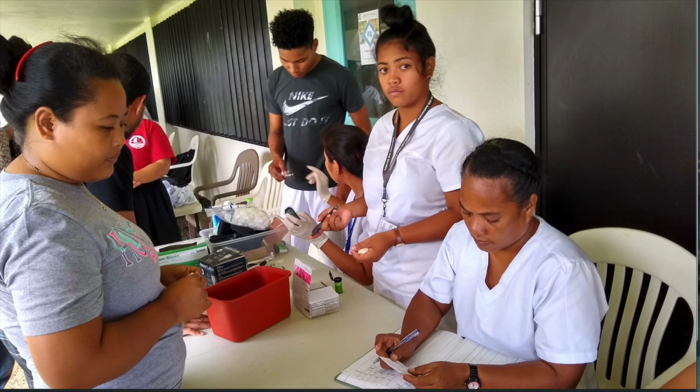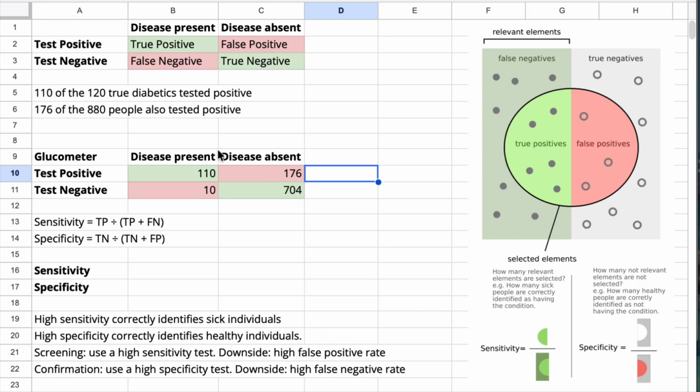So let's take a look at some data. Here I've made a little table. If they have the disease and the test is positive, that's the result you want. That's a true, good result. If they have the disease but the test comes back negative, that's a false negative.